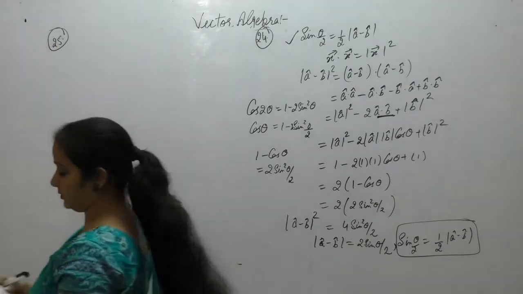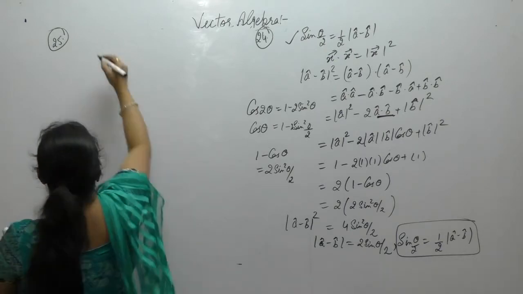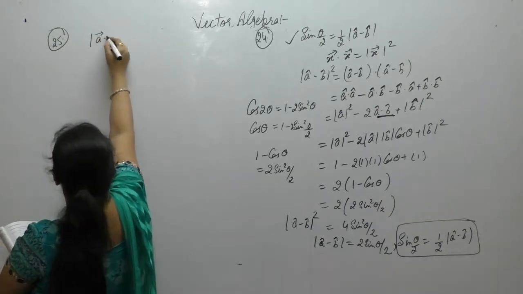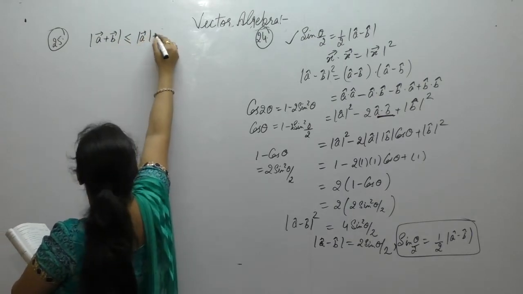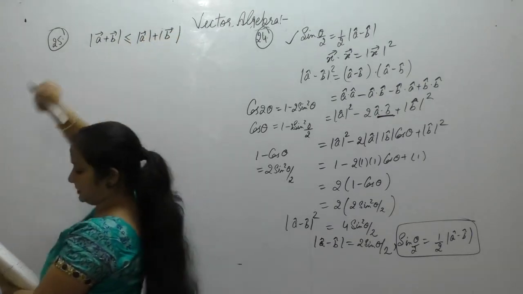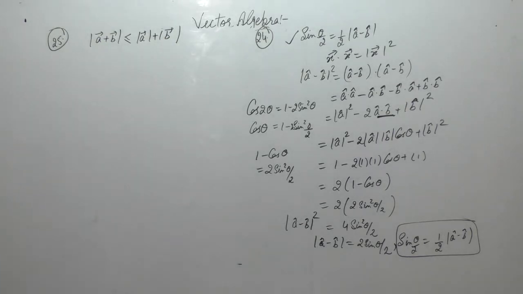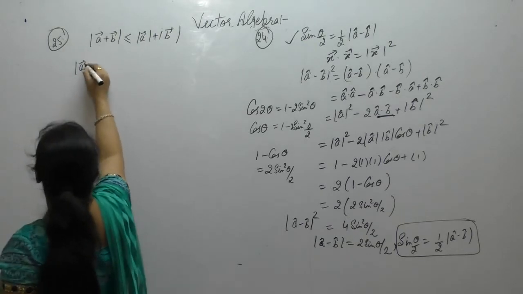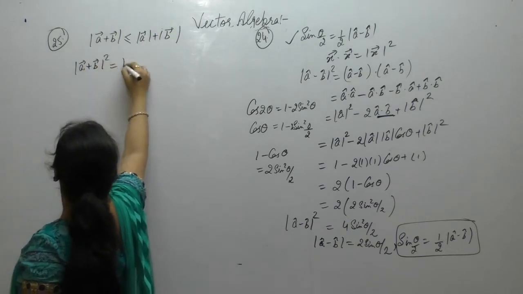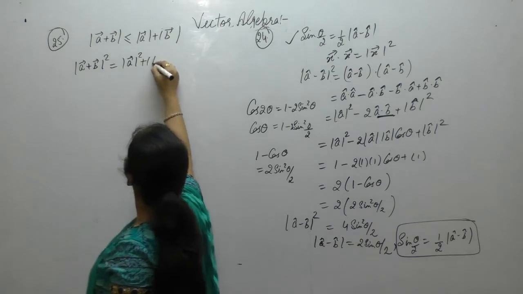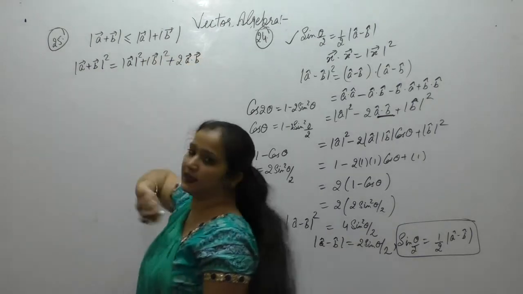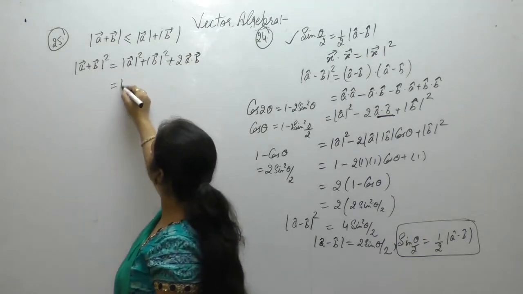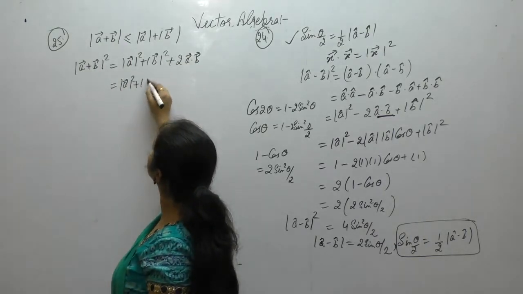Now the next one. For any two vectors a and b, prove that magnitude of a plus b is less than or equal to magnitude of a plus magnitude of b. Now we know that magnitude of a plus b squared is equal to modulus of a squared plus modulus of b squared plus 2a dot b.